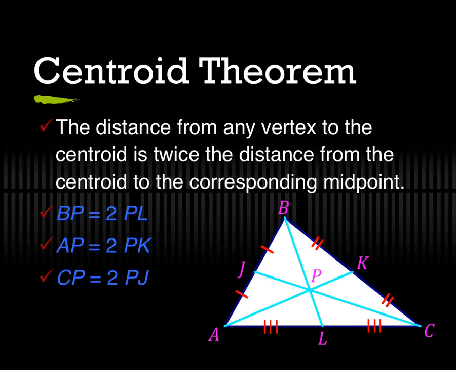Okay, acute triangle, the centroid's inside. What happens if I make it an obtuse triangle? Where's the centroid going to go? Inside. Stays inside? Yeah. All right, what if I make it a right triangle? Stays inside. So you guys are gun shy after the whole incenter thing where you want to go inside, inside, inside? Yeah. All right, let's find out.